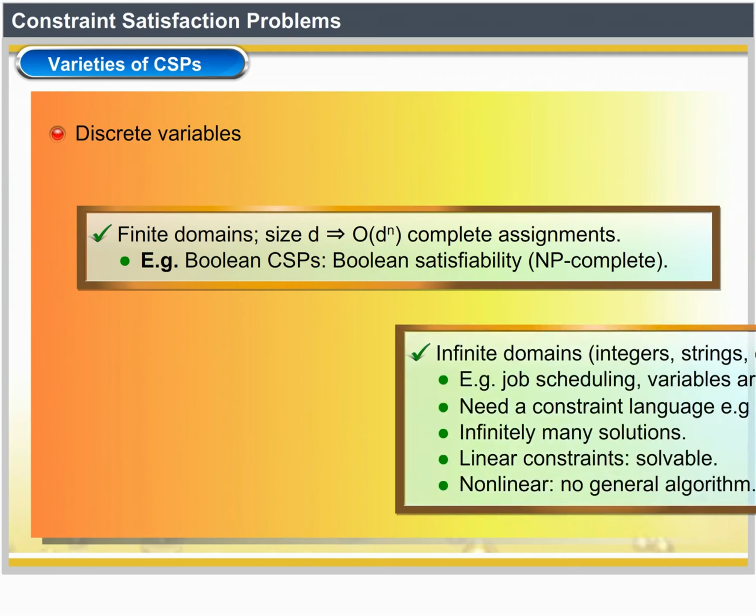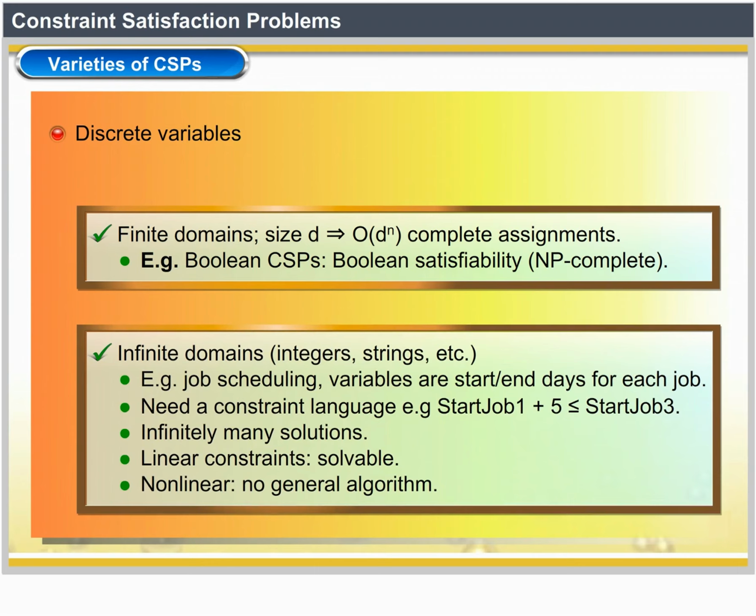Infinite domains: integers, strings, etc. Example: job scheduling. Variables are the start or end days for each job. We need a constraint language. Example: start of job 1 plus 5 is less than or equal to start of job 3. There are infinitely many solutions. Linear constraints are solvable. Non-linear constraints have no general algorithm.